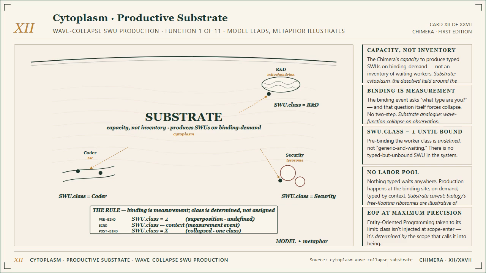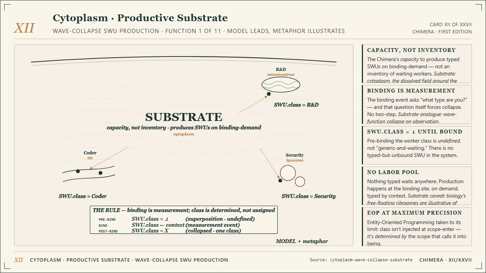Down in the pattern inset, the rule made literal. Pre-bind, the SWU class is undefined, not generic and waiting, undefined. The binding event is a measurement. The binding context asks, what type are you? And that question itself forces the collapse. Post-bind, the worker has one class, the class its scope demanded.